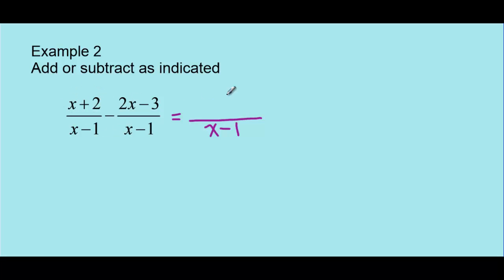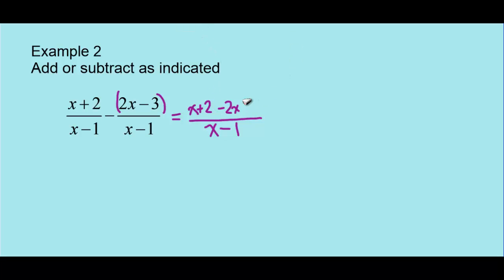We're going to take our numerator x plus 2. It won't change because we didn't change the denominators. But now we're going to subtract 2x minus 3. The common mistake here is to subtract the 2x and then say minus 3. But this subtract sign doesn't just apply to the 2x. It applies to this entire numerator, the 2x and the minus 3.